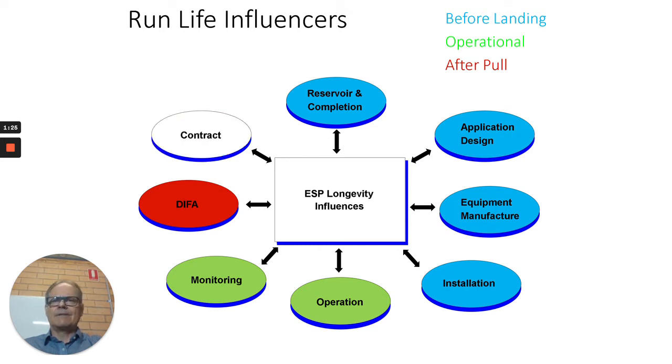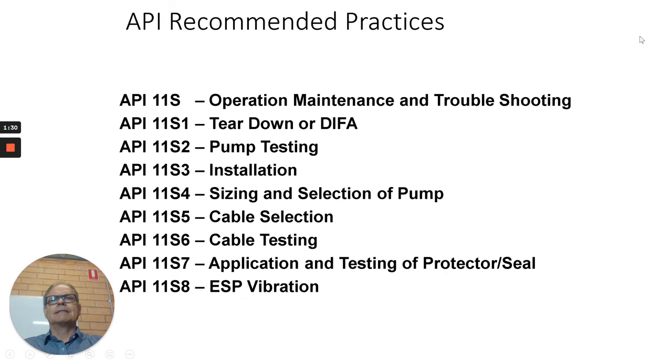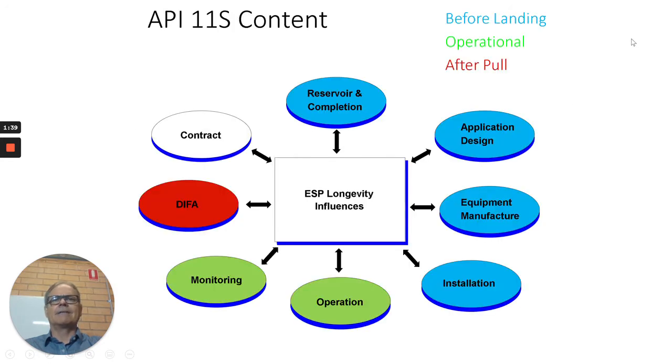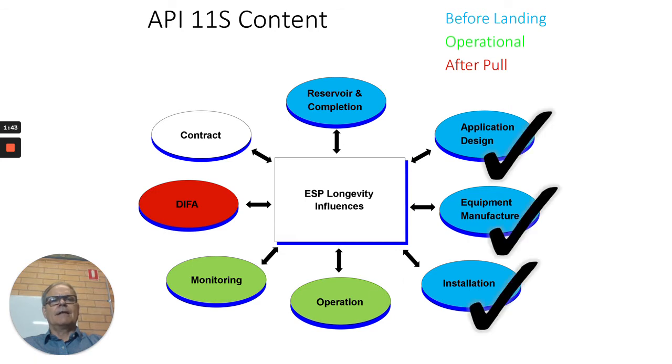Now, what do we have at our disposal that will help us in these 5 areas? Well, one document that's available, or set of documents, is the API 11S series, which has 9 documents referring to ESP operation and run life. If we look at the run life influencers, those set of documents look at 5 of the 8 run life influencers as shown here. But do they go into enough depth?